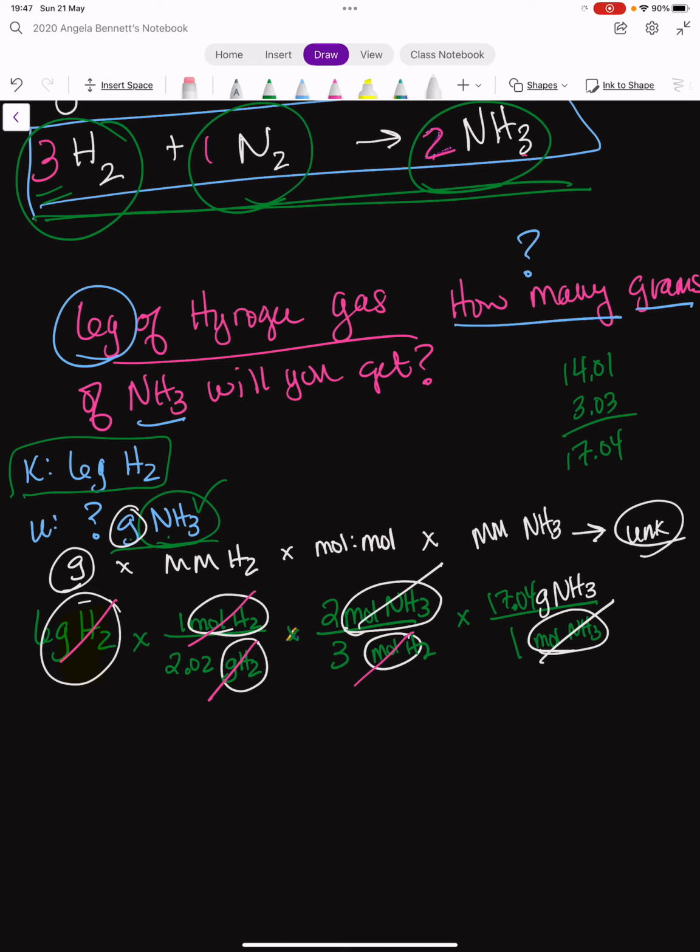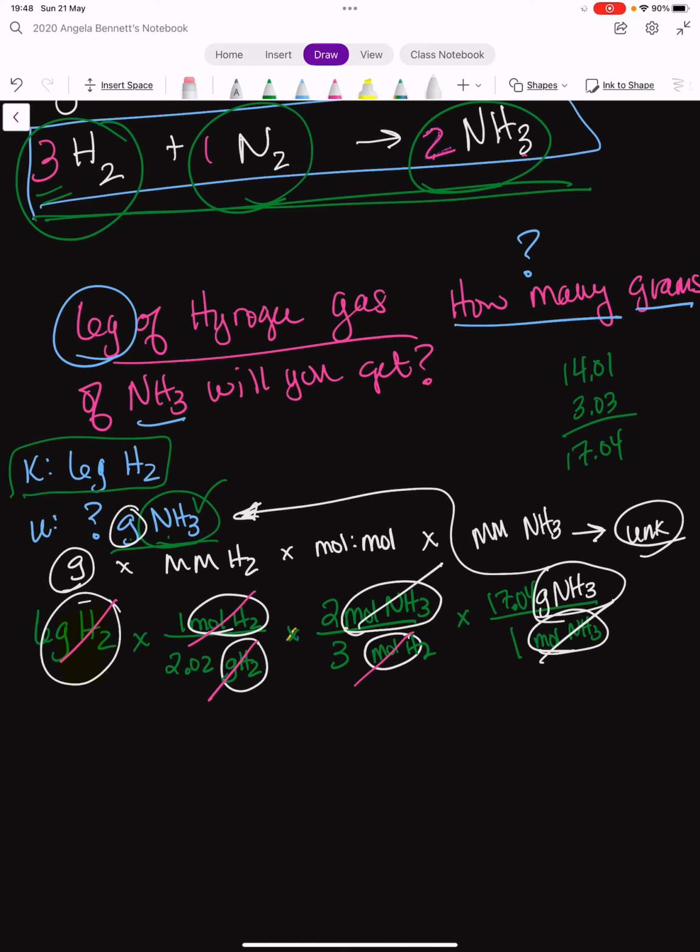Take a look at your units, because this is what I'm looking for. Match it back up with your unknown. Once you have made sure that it matches, all the algebra is done, and everything you don't want is canceled out, you can't just make it disappear. You actually have to cancel it out properly, and it matches the unknown. Now you can do the math.